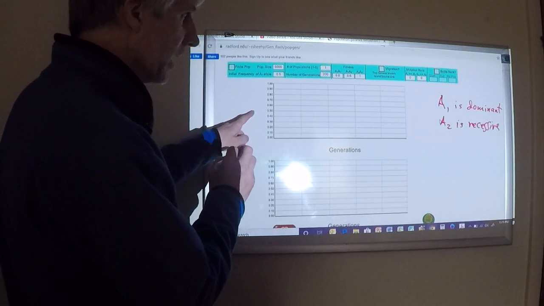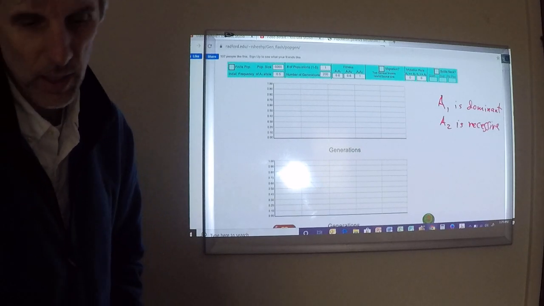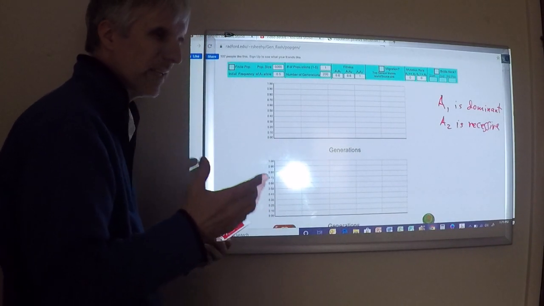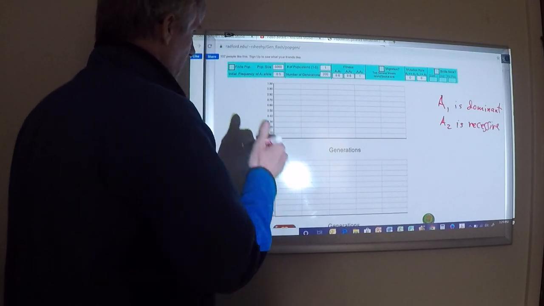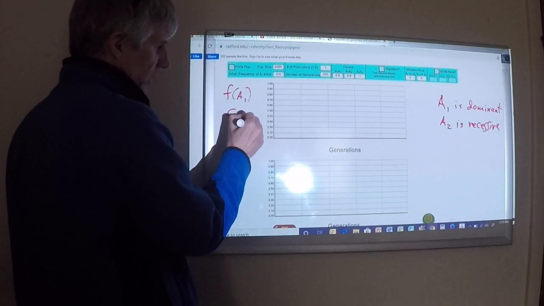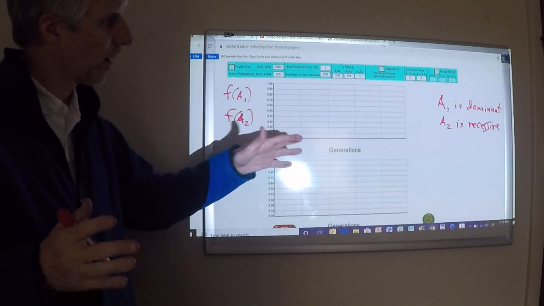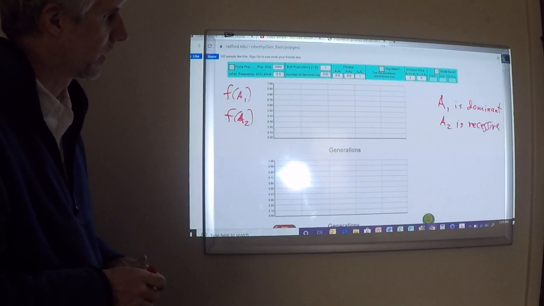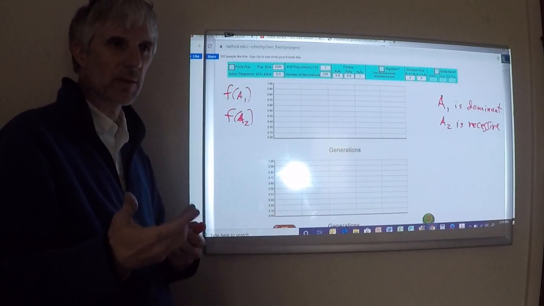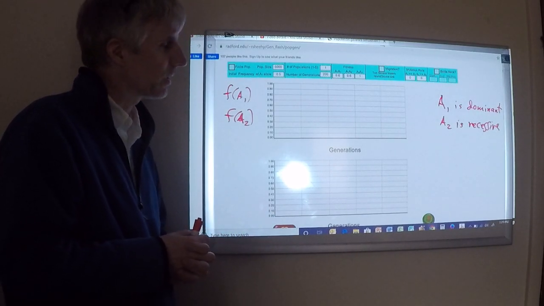So I believe that this one here is going to plot the frequency of the A1 and A2 simultaneously. So we're going to plot both frequencies on the same plot. One color for dominant, one color for recessive. So the idea is the allele frequency is going to change through the activity of natural selection. The question is, how is it going to change?